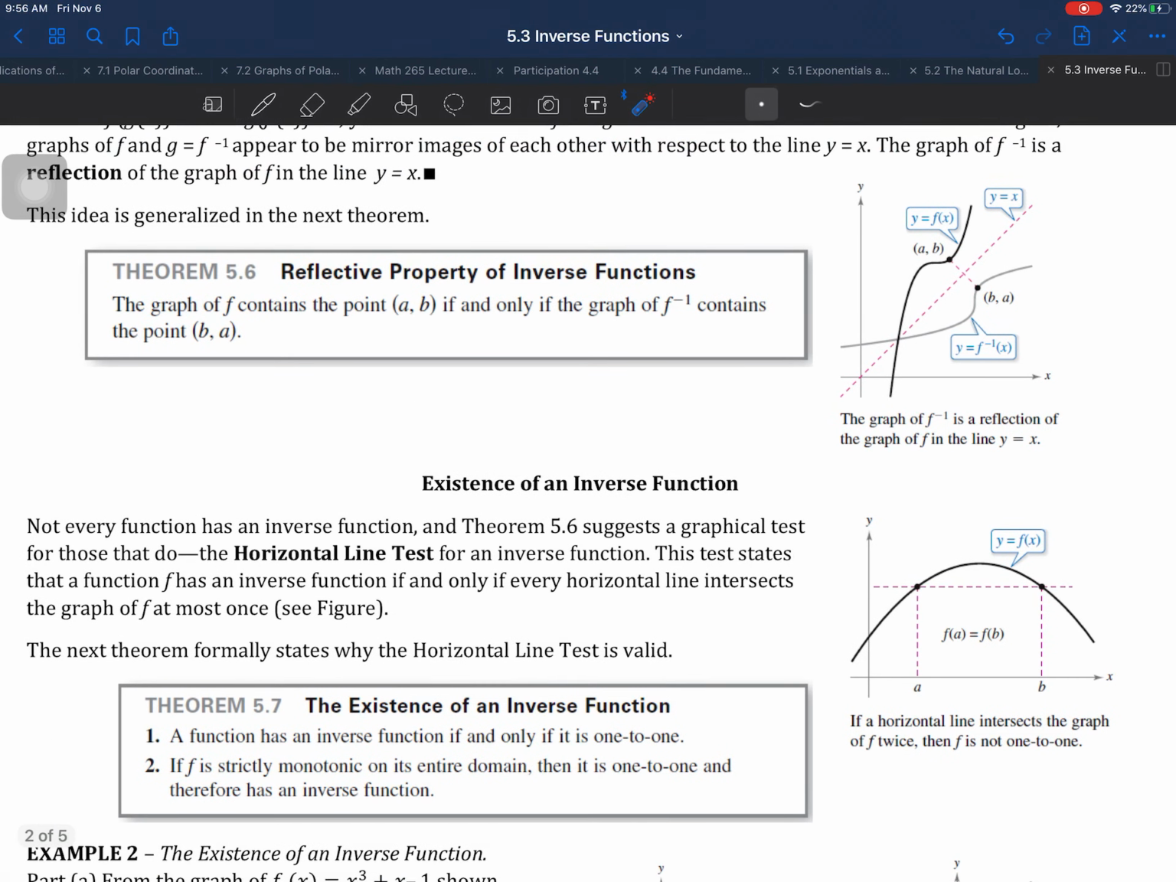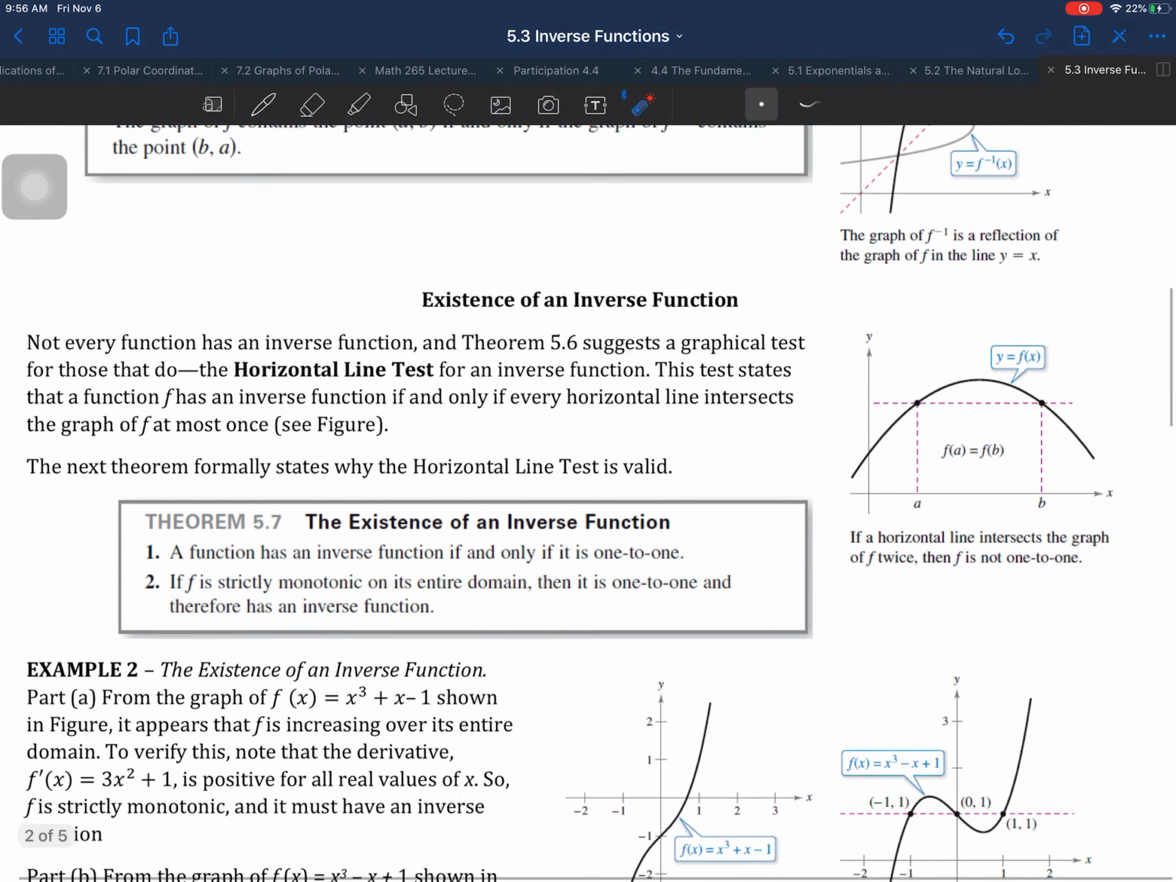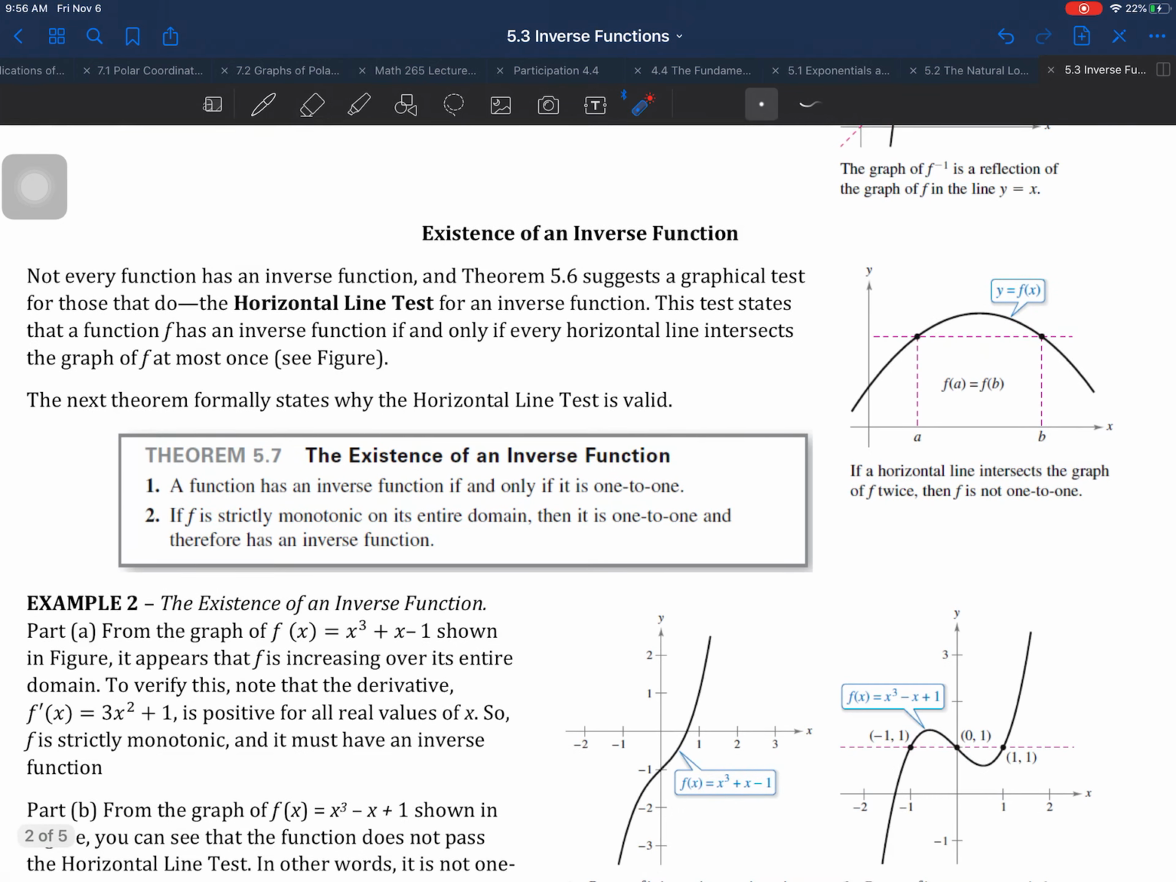What about this one? Well, this one does have an inverse function, because notice that the horizontal line is touching the graph only once. Only once. So this is known as the horizontal line test.